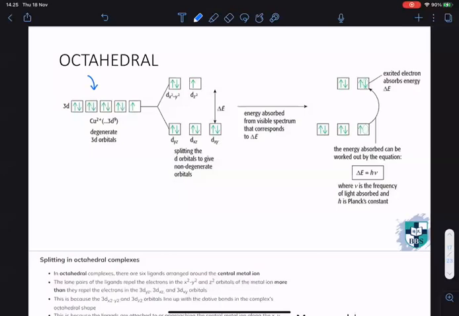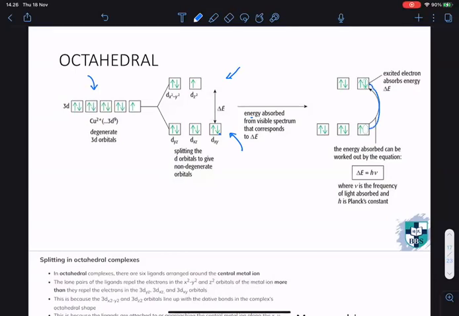So what happens? Because they form bonding with the ligands, they are going to separate into two non-degenerate orbitals. So this is going to be splitting. And then when you have light, they will absorb the energy. So what happened? The electron over here will go over here. They become excited. They will go over there.